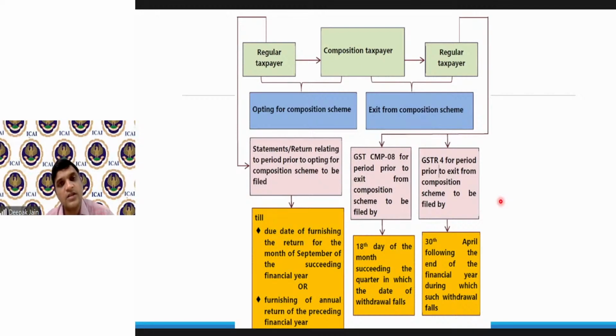Yes, Hemlata, that ITC provision will apply that when you're converting from regular to composition, the ITC which is available will be reversed. Composition taxpayer issues bill of supply. Yeah, that's correct.